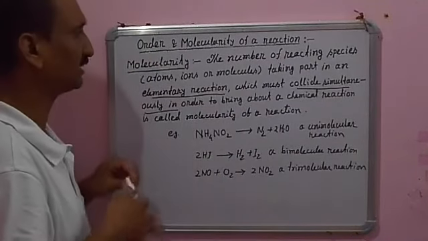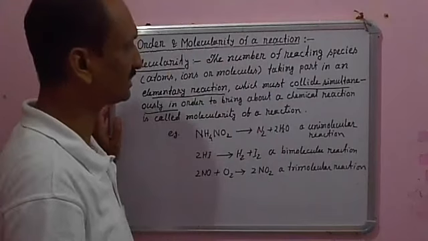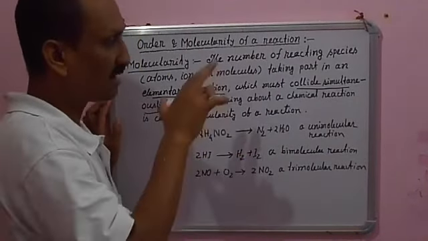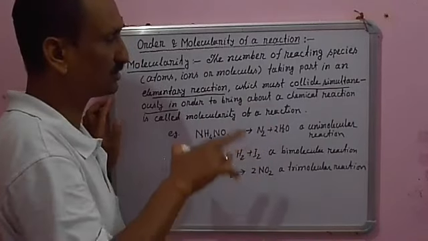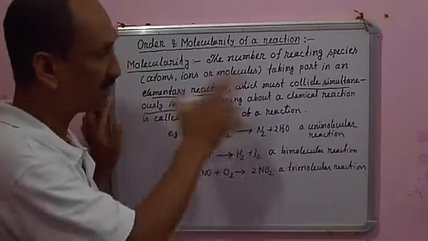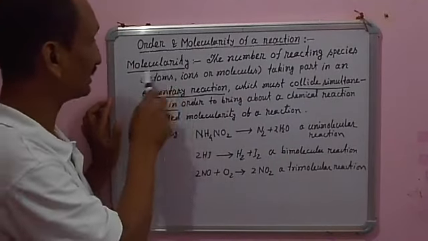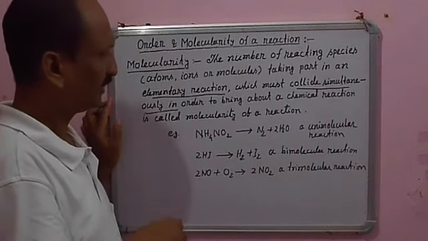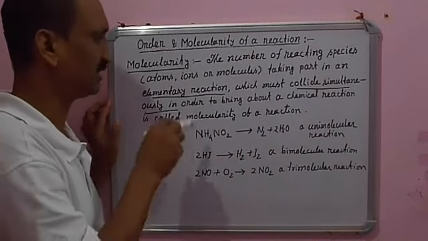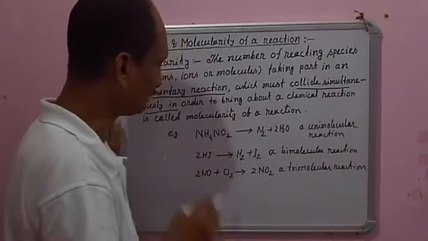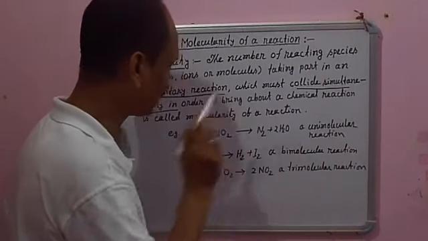That means the number of reacting species which is taking part in simultaneous collision in an elementary reaction, that is called as the molecularity of the reaction. So accordingly, if only one reacting species is involved in an elementary reaction, then that will be called as the unimolecular reaction. This is the example of an unimolecular reaction.